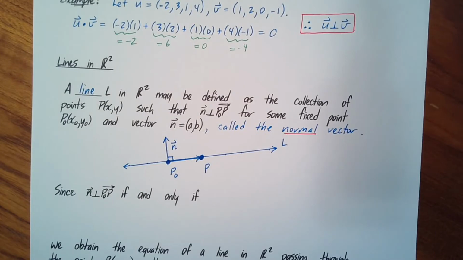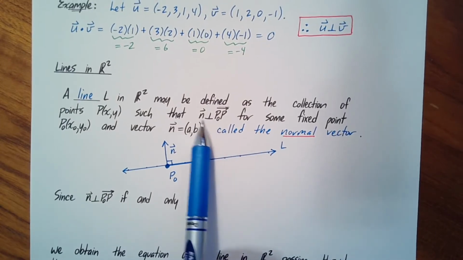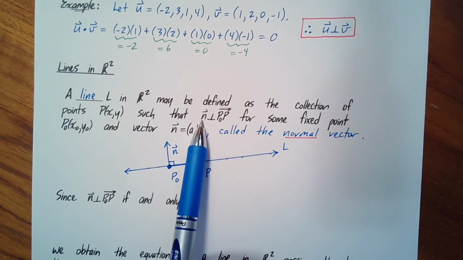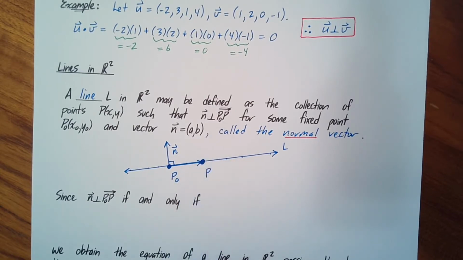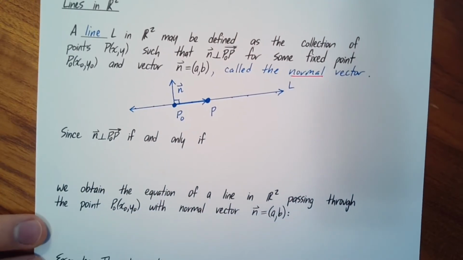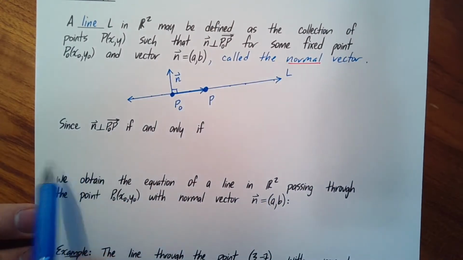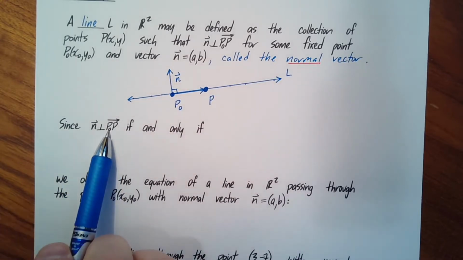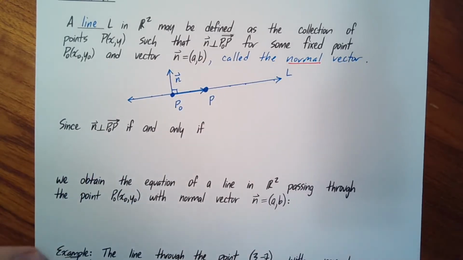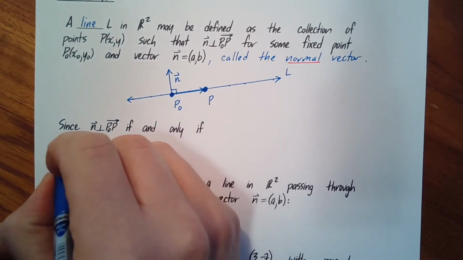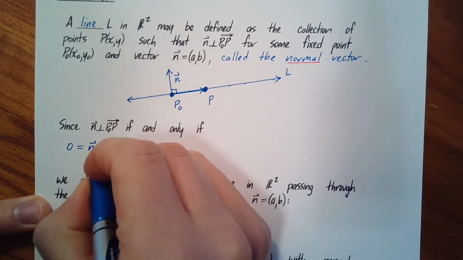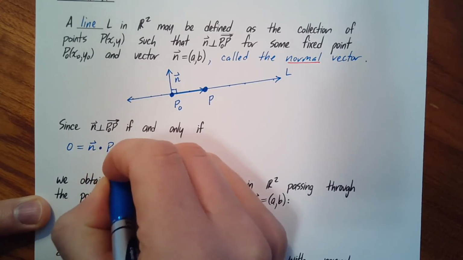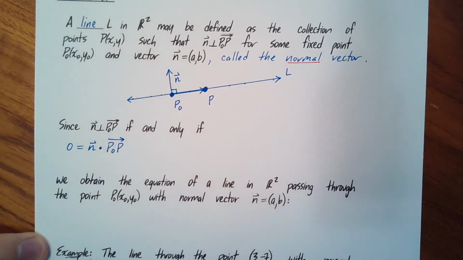Okay, and now what we're going to do is unpack this statement a little bit. Unpack the statement that says the vector n is orthogonal to the geometric vector that goes from P naught to P. So what does that mean? Well, let's spell it out down here. So the vector n is orthogonal to the vector that goes from P naught to P if and only if their dot product is 0, right? That's the definition of two vectors being orthogonal. So 0 has to be the dot product of n and the vector that goes from P naught to P.